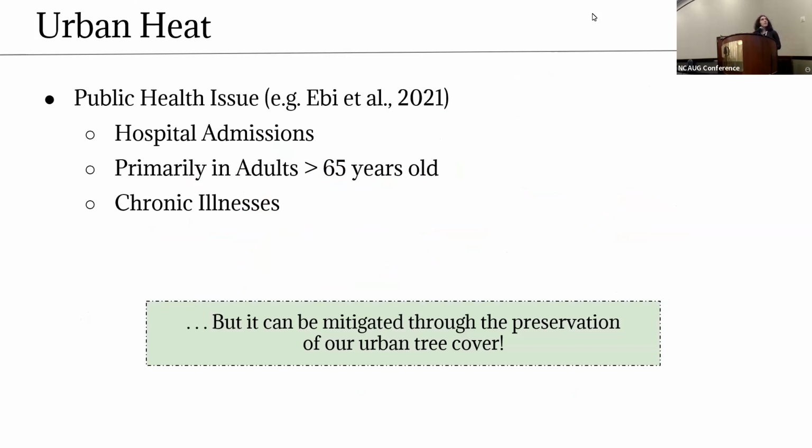According to studies that I have found, hospital admissions tend to increase during the height of summer, as well as during heat waves and other episodes of extreme heat. We see that these admissions typically are in adults above the age of 65, as well as those who face chronic illnesses, especially those exacerbated by heat, such as heart diseases and lung diseases. Thankfully, there are some ways that we can mitigate this. One of these ways is through preserving and adding to our urban tree cover, which is what I'm going to be primarily talking about today.